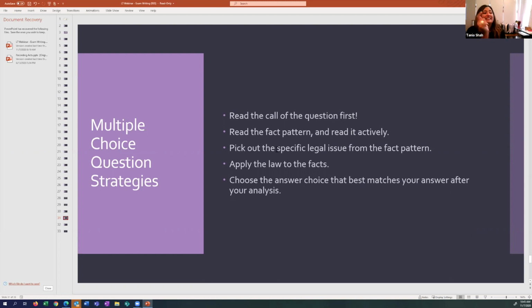Pick out the specific legal issue from the fact pattern. Don't be jumping to the answer choices and being like, maybe I can find it in here. Okay, no. You'll find it in one of the answer choices, but you might not know which one that is, and the other three, you're not going to find it. So apply the law to the facts, and then choose the best answer choice that matches your answer.